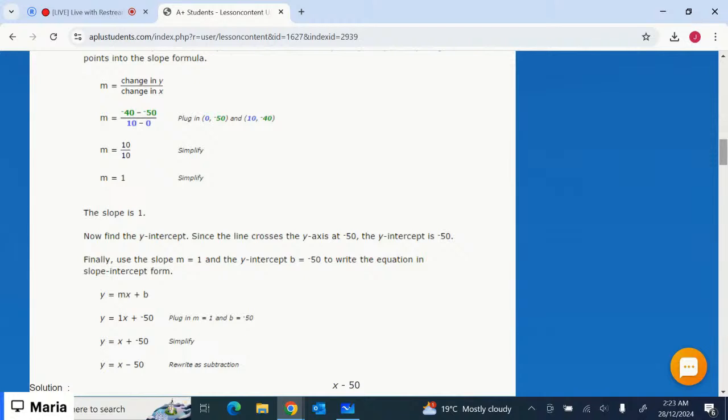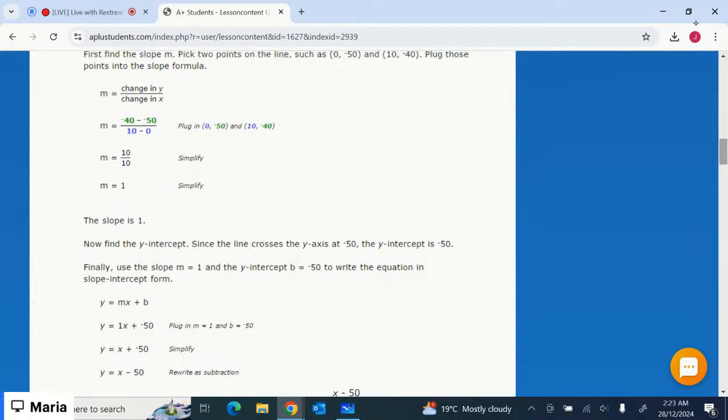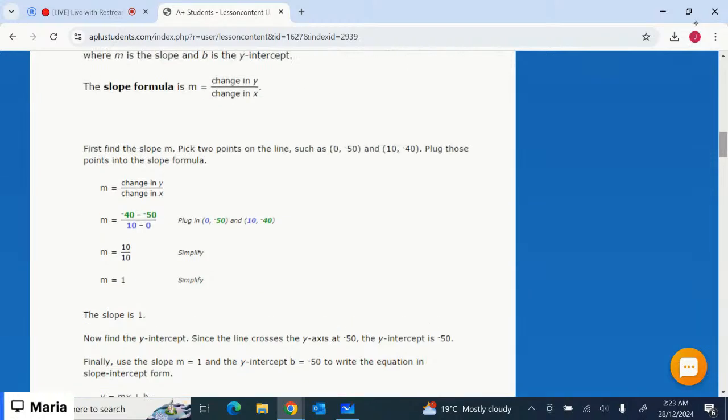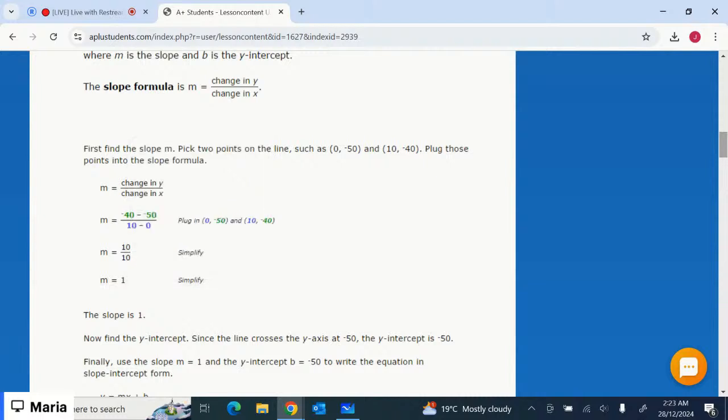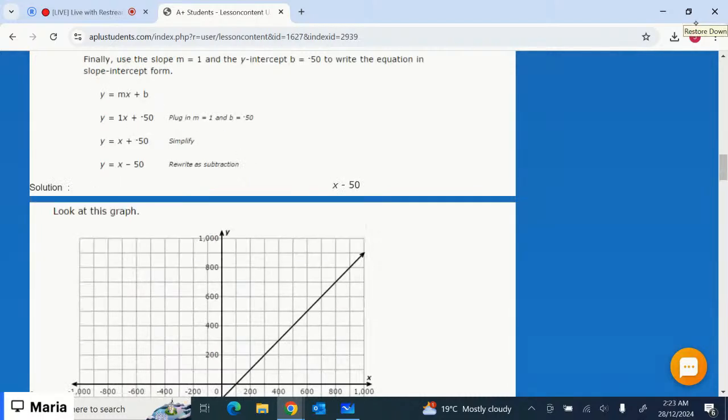The other thing is you can find the slope by finding any 2 points on the graph, right? When you find points from the graph, you can find the slope as change in y divided by change in x. So the slope is again 1. So the equation is y equals mx plus b. m is 1, so that is y equals x minus 50, because m is 1 and b is negative 50.